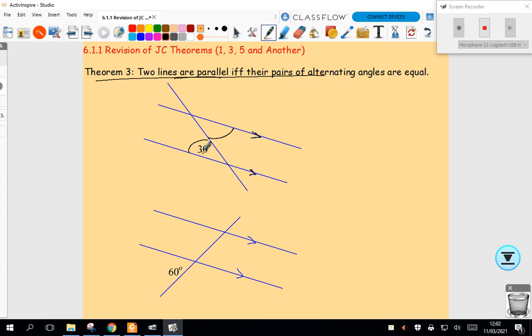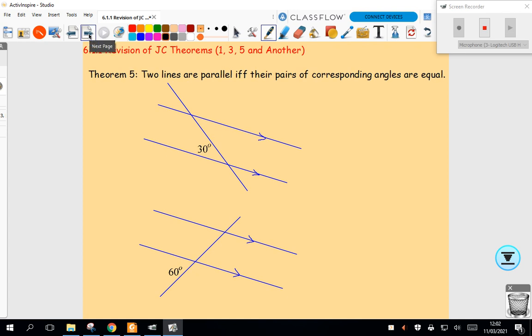This is an interior angle, so the alternate interior angle to that will be equal to it. So that's 30 degrees. This is an alternate exterior angle. We're given the lines are parallel. That means the alternate exterior angle over here, 60 degrees, is the alternate exterior angle to this. They're on opposite sides of the transversal, one from each bunch, and they're in the exterior. Okay, so that's using theorem 3.